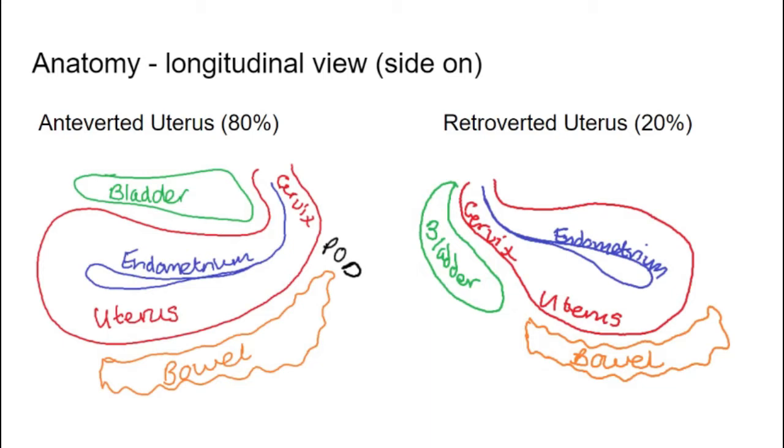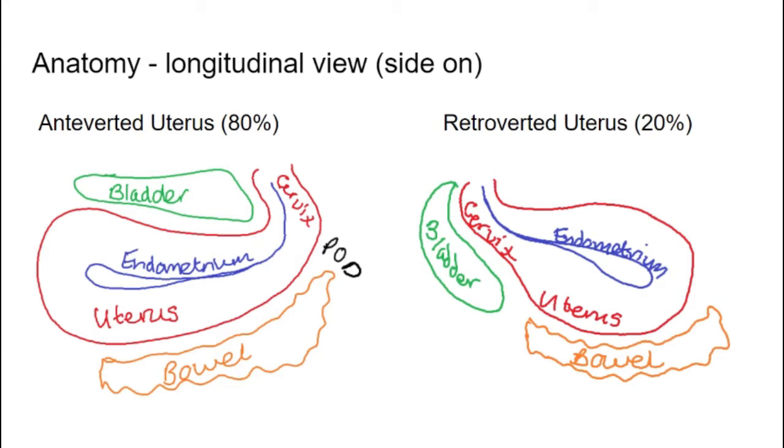So a little bit about the anatomy. What are we actually looking at when we're doing ultrasound scans? So the majority of women will have an anteverted uterus, so that's a womb that points forward, and about 20% of women will have a retroverted uterus. So the fundus of the uterus points back towards the spine rather than forward towards the abdomen. So these are pictorial representations of vaginal scanning. The majority of the scanning that we do is going to be transvaginal in early pregnancy.